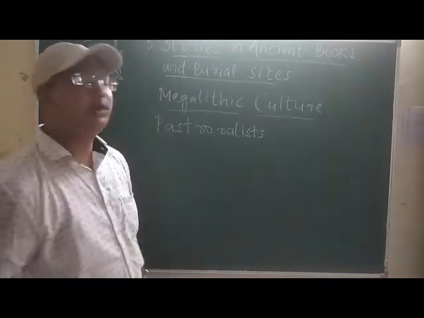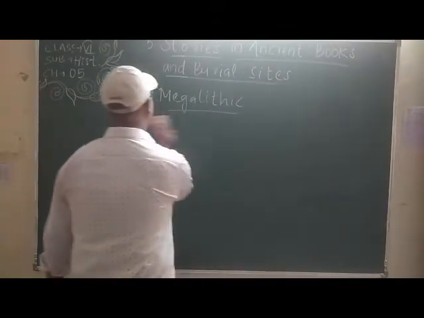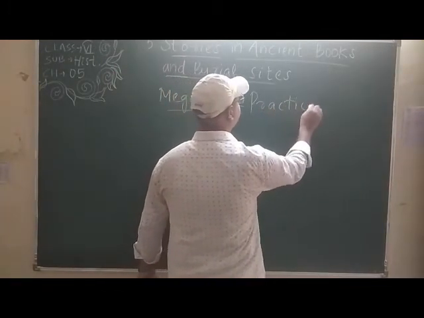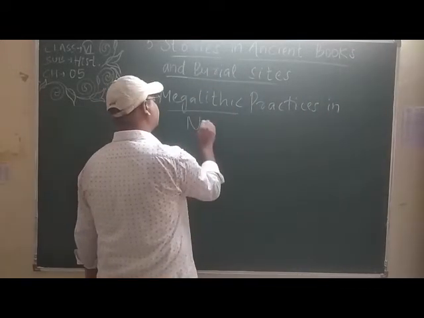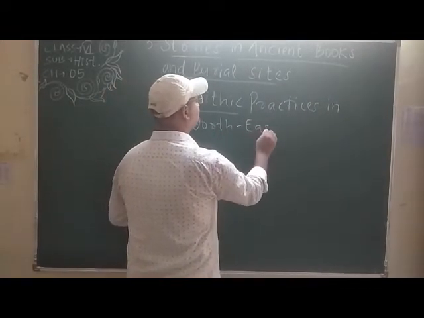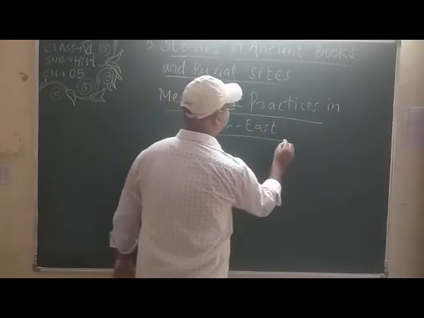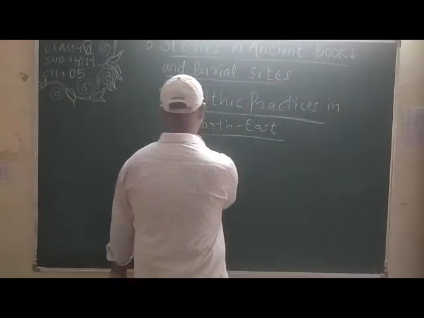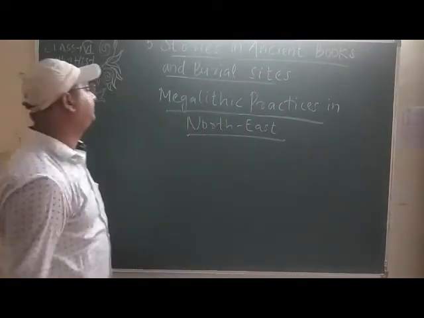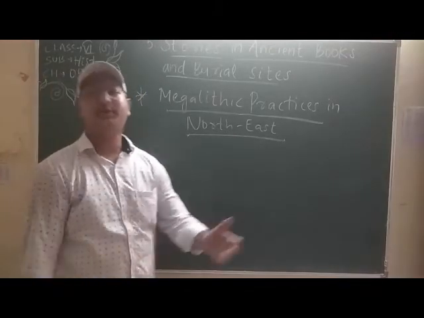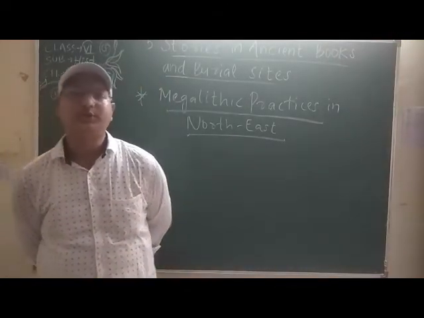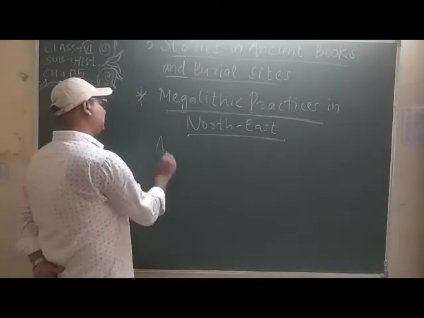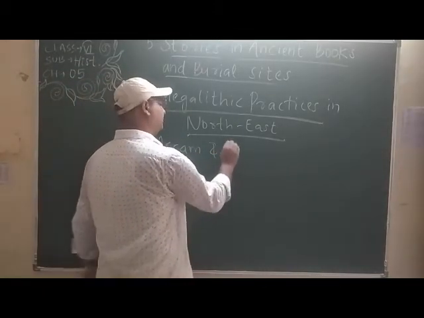Now, we will study about the Megalithic practices in some areas of our country. What were the different practices the people were doing in the Northeast? The Iron Age culture is found in the rich Megalithic culture in Assam, Meghalaya, etc. So, some Northeast states, Assam and Meghalaya.